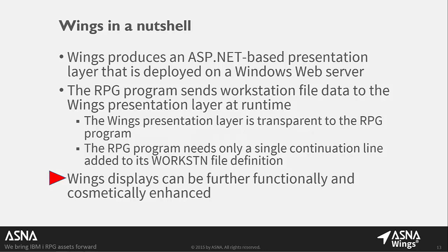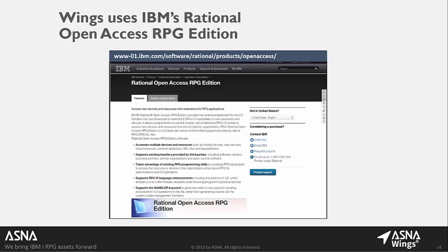After Wings has imported your display files, you can, at any time, further enhance them functionally and cosmetically, adding even more power and cosmetic improvements over the Wings out-of-the-box user experience. The enabler for Wings is IBM's Open Access RPG Edition. Open Access is a freely available IBM i API that enables display file data to be intercepted at a very low level. This API is safe, secure, and performant.